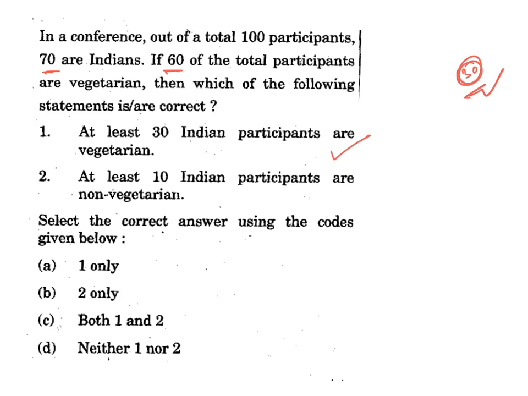At least 10 Indian participants are non-vegetarians. So assume that all the 60 vegetarian participants are Indians. So 10 become non-vegetarians for sure. So at least 10 Indian participants are non-vegetarians. That's perfectly alright. So both 1 and 2 are correct.